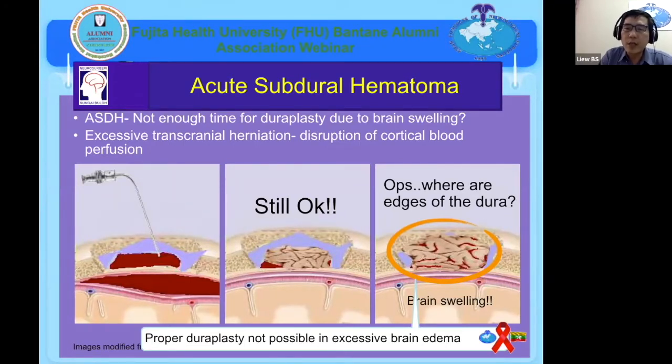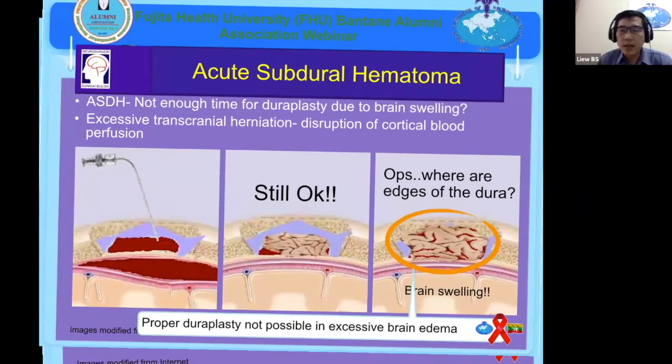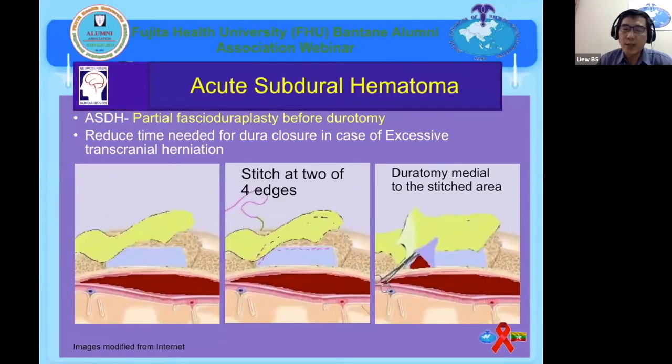In this case, the problem is the brain herniating through the sharp edges of the bone, and this can cause more brain damage. So in those cases with brain swelling, especially when the subdural thickness is less than the midline shift, where you think the edema is more significant than the subdural itself, usually we try to perform a partial duraplasty first.